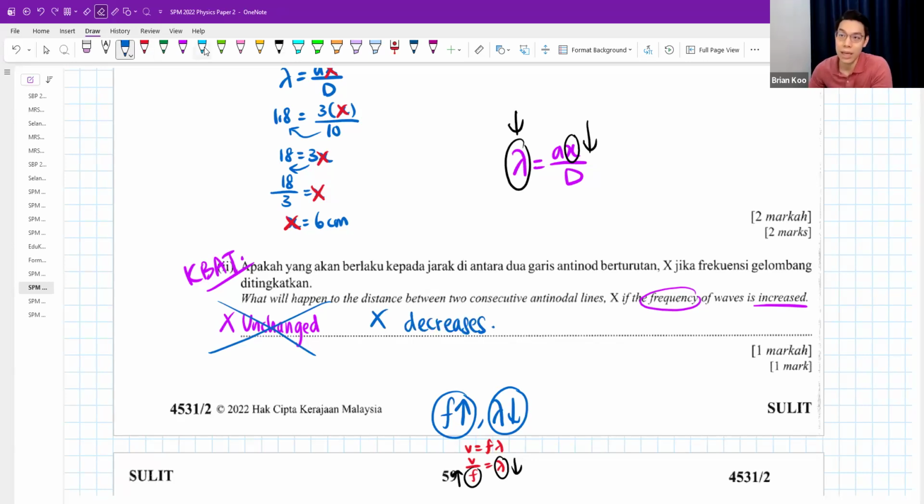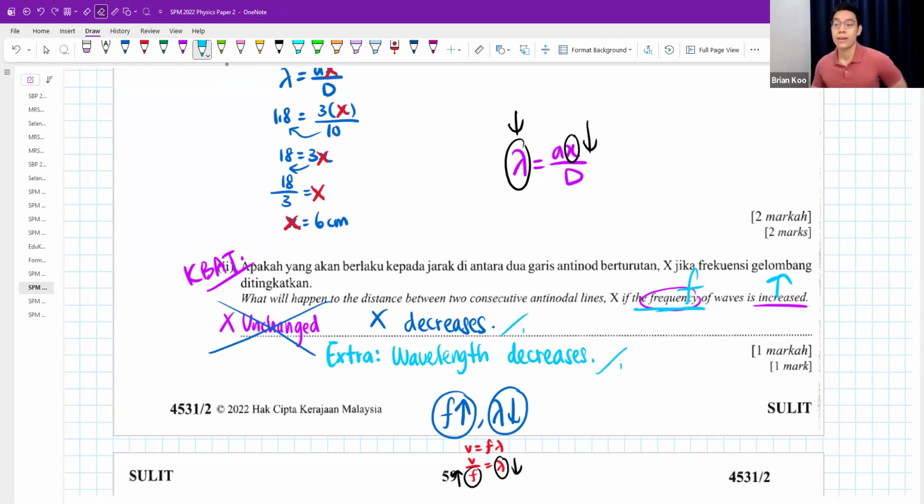If they ask for something extra, they ask why, you tell them X decreases because wavelength decreases. Wavelength will decrease when frequency increases. Okay, that is your answer. If they ask for one more, then you get another mark here.